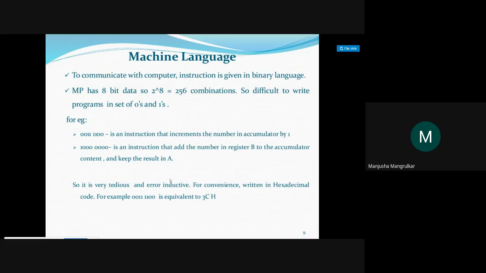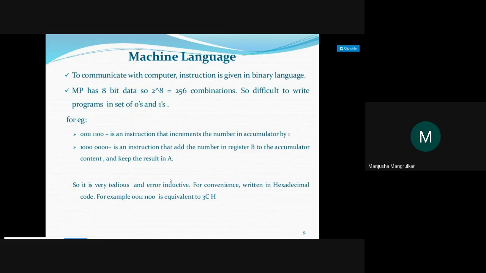Machine language, what do you mean by machine language? We have learned there are only two bits, 0 and 1, right? So to communicate with the computer, instructions are given in binary language, that is 0 and 1, and that is called machine language. The microprocessor has 8 bits, so 2 to the power 8 means 256 combinations. It is difficult to write the program in sets of 0s and 1s.